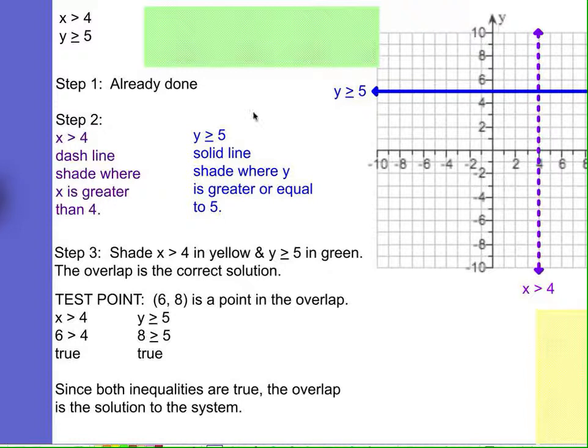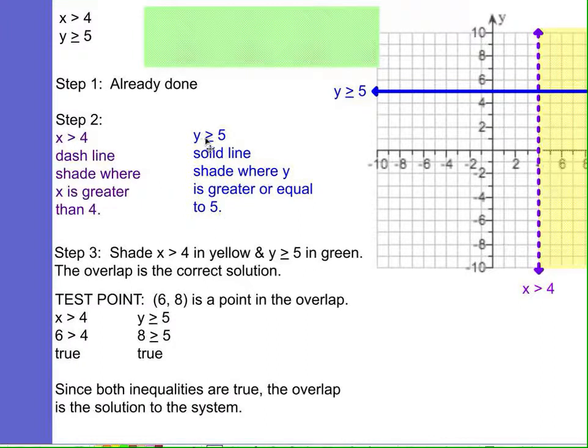Now we're going to shade. X is greater than 4, we're going to shade in yellow. Since all the numbers greater than 4 for x are higher and on the right hand side, such as x is 5, x is 6, x is 7, x is 8, we're going to shade on the right side of our borderline.